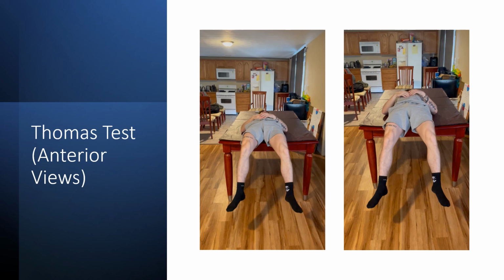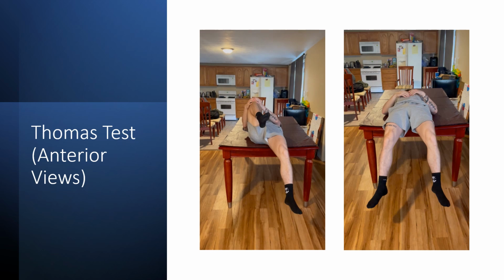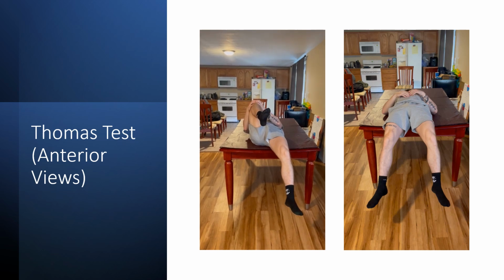Some of the things that we're going to be looking for, such as compensations, are restricted hip extension, which is when the test thigh lifts off the table, as well as restricted hip adduction, which is when the test thigh is abducted and not in line with the torso, and restricted knee flexion, which is when the test knee is slightly extended and not exactly at 90 degrees. So we'll watch these videos and then get into any of these compensations that we notice.